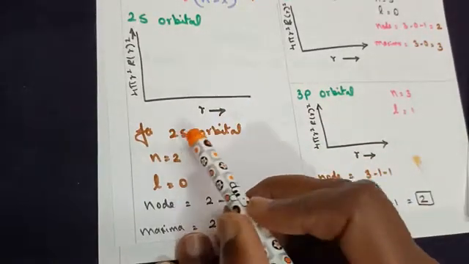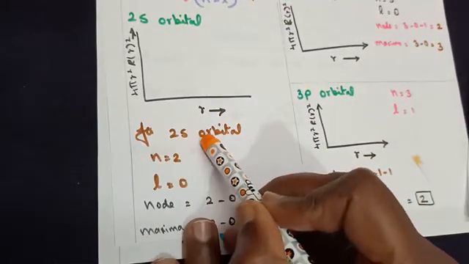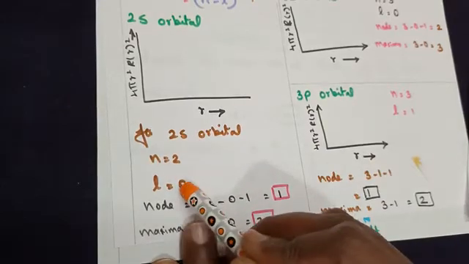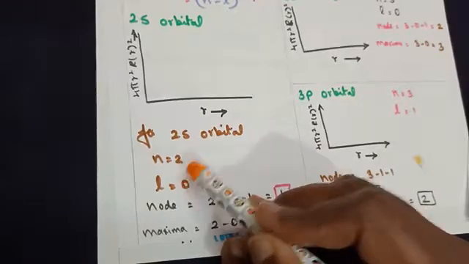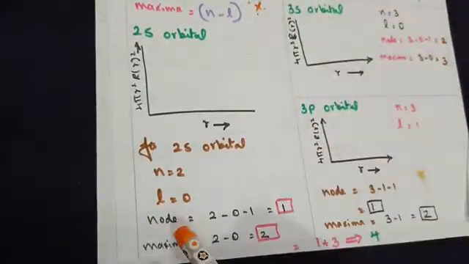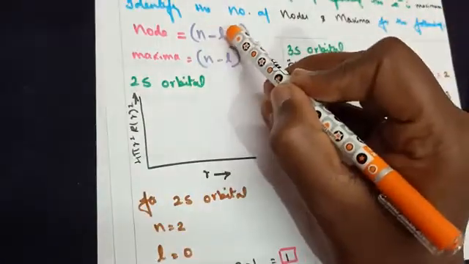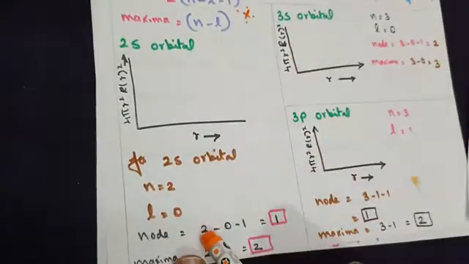So for the 2s orbital, the principal quantum number is 2 and L equals 0. You understand from where I got this L. Now substitute this into the formula. So node is equal to n minus L minus 1. N is equal to 2.